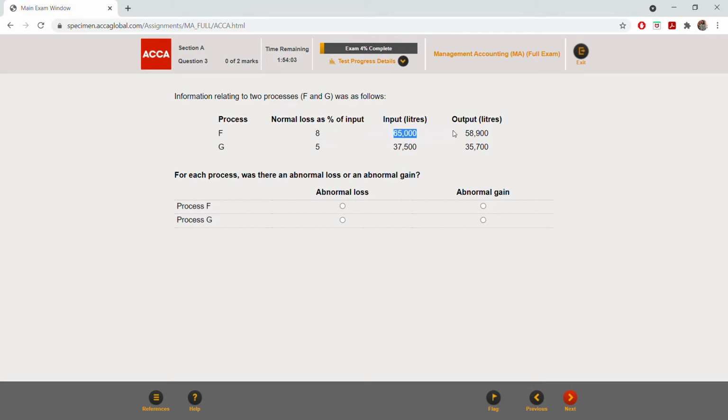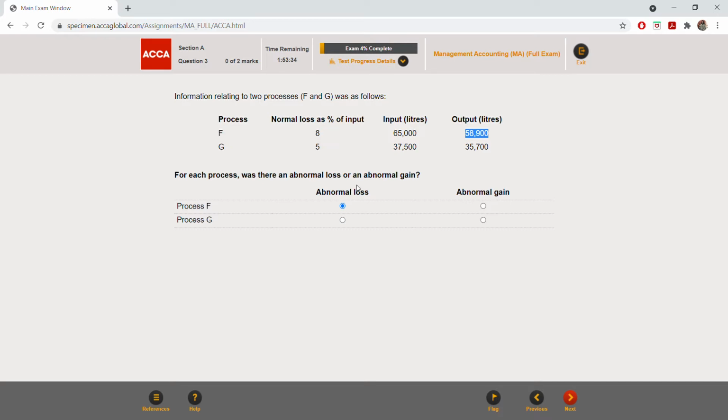Okay, so it is supposed to be 59,800, but the output is 58,900. It is less, 900 less. So abnormal loss. Output should be more, then only it will be a gain. But here it's less. That's why it's a loss. Because when you're taking 92% of 65,000, it should be more than this. But this is less, so it's a loss.